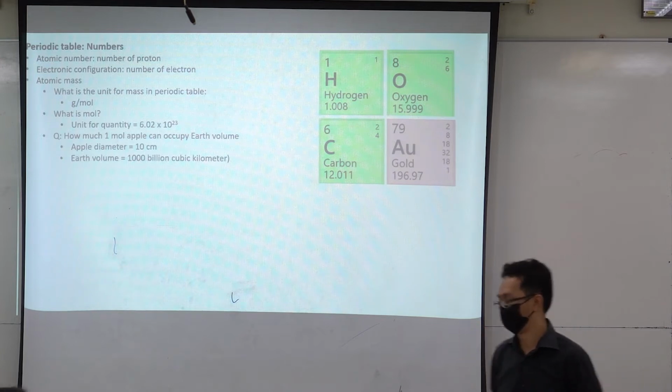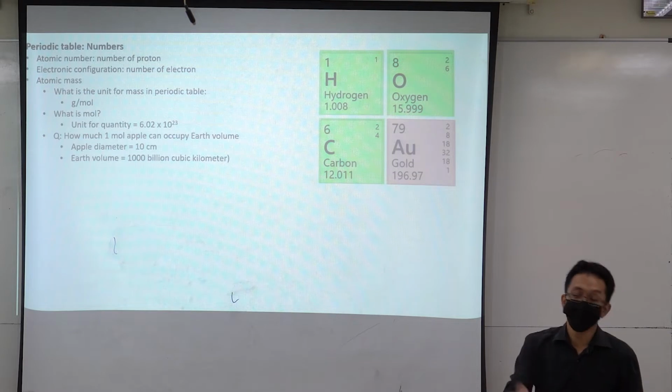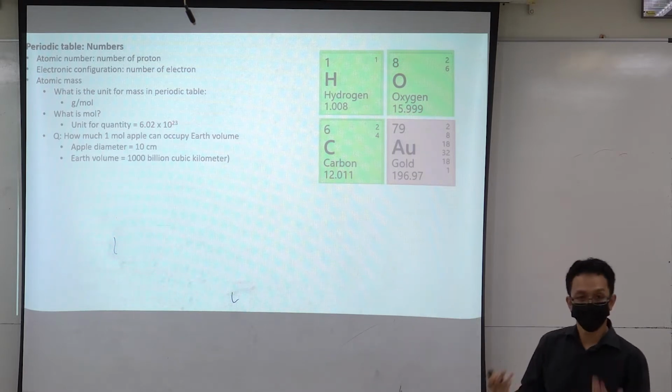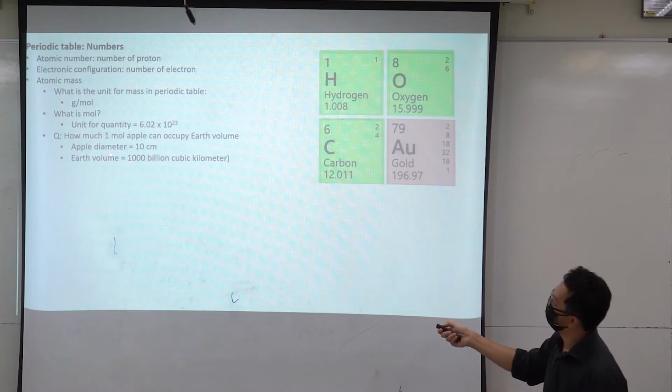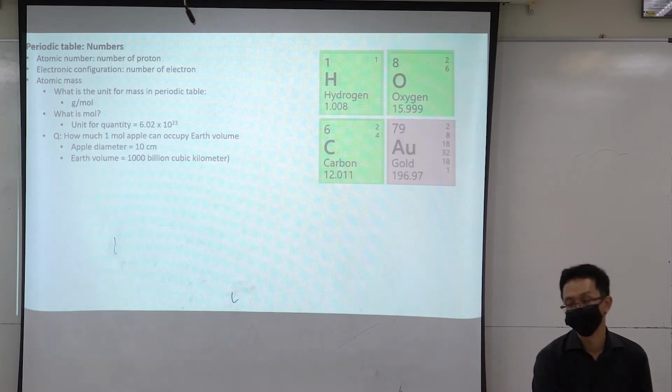But this is not the bonus mark. I just need to go faster. So for example here, if people ask you, give me 1 mole of apple, you know that you need to give 6.02 times 10 to the power of 23 apples. So now, let's say the question asks you how much 1 mole of apple can occupy Earth's volume. This is an engineering question, because it involves calculation.